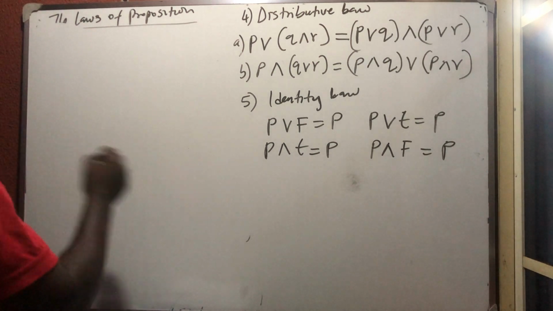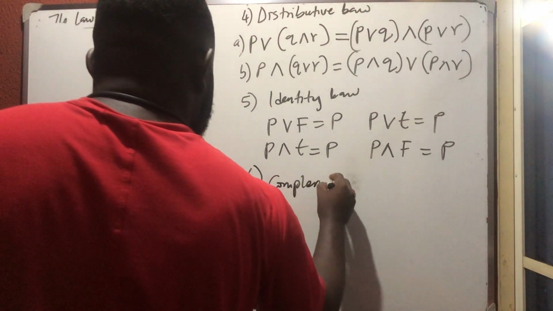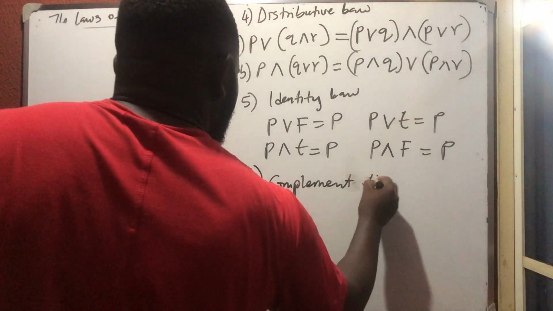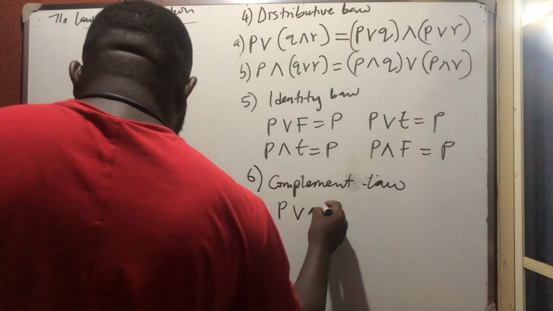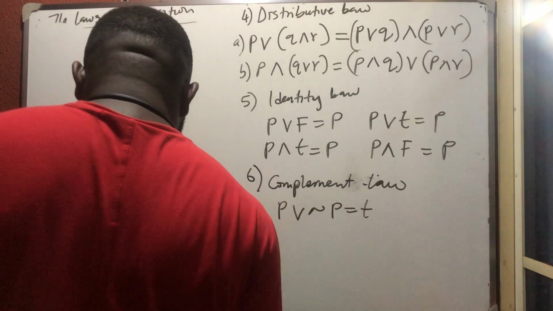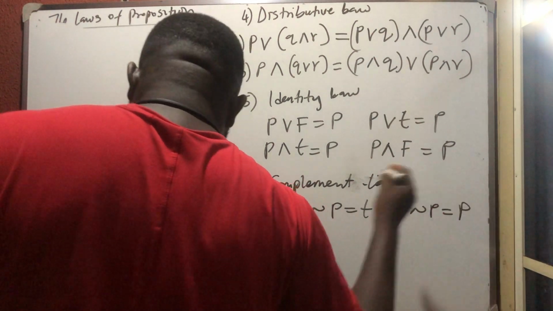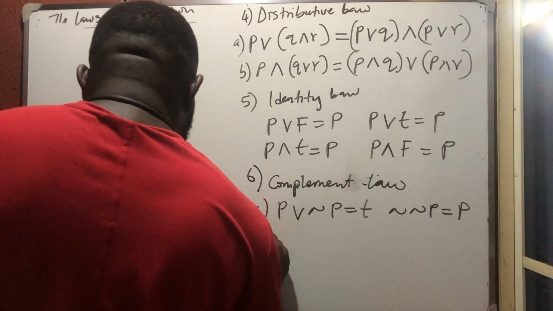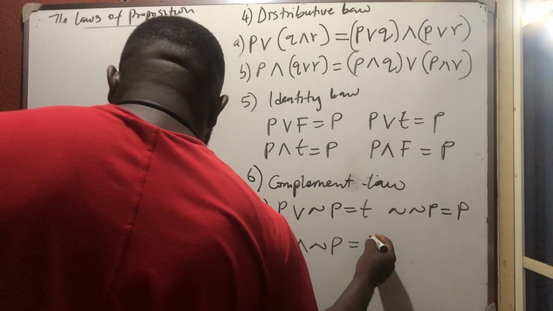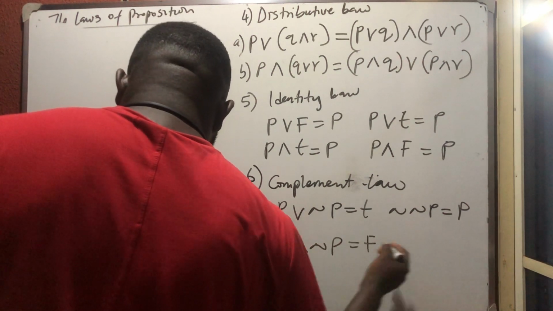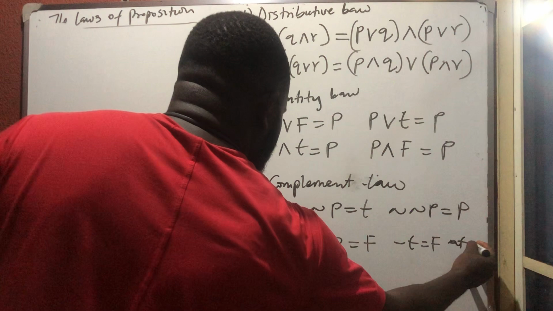So the next one, number 6, is the complement law. The complement law says that P or negation of P is truth, and negation of negation P is still P. That is for A. Then for B, P and negation of P is false, and negation of truth is false, and negation of false is truth.